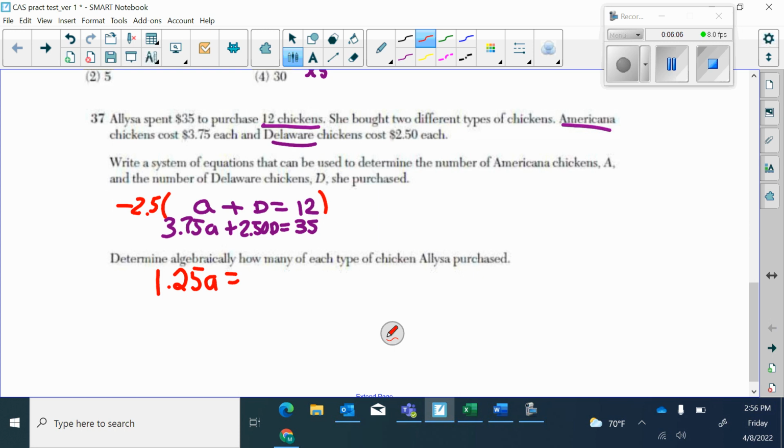And I have 12 times negative 2.5 or negative $2.50. That's 24 plus 6 is 30. So negative 30, when I multiply that times that, negative 30 plus 35 is 5. Divide by 1.25 on both sides, and you get 4. So A is 4, and then I know A plus D is 12, so D has to be 8.